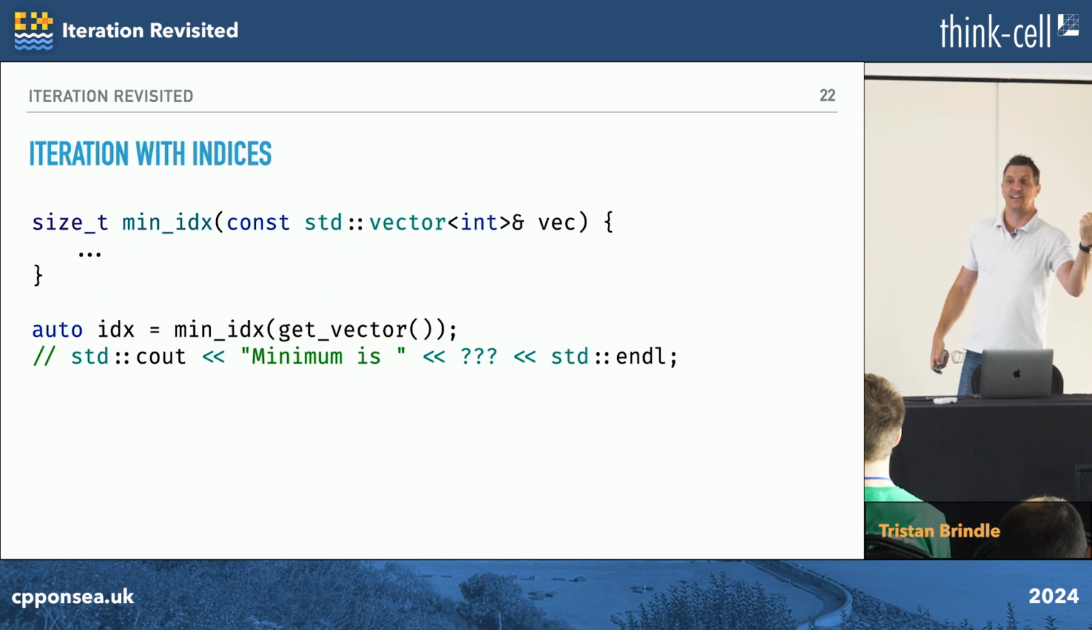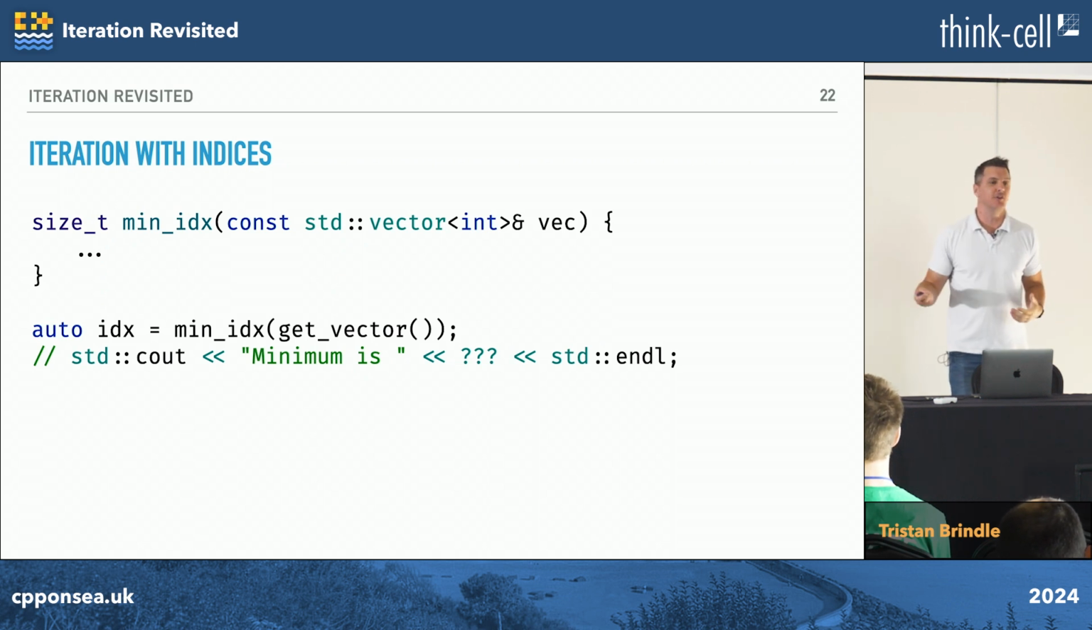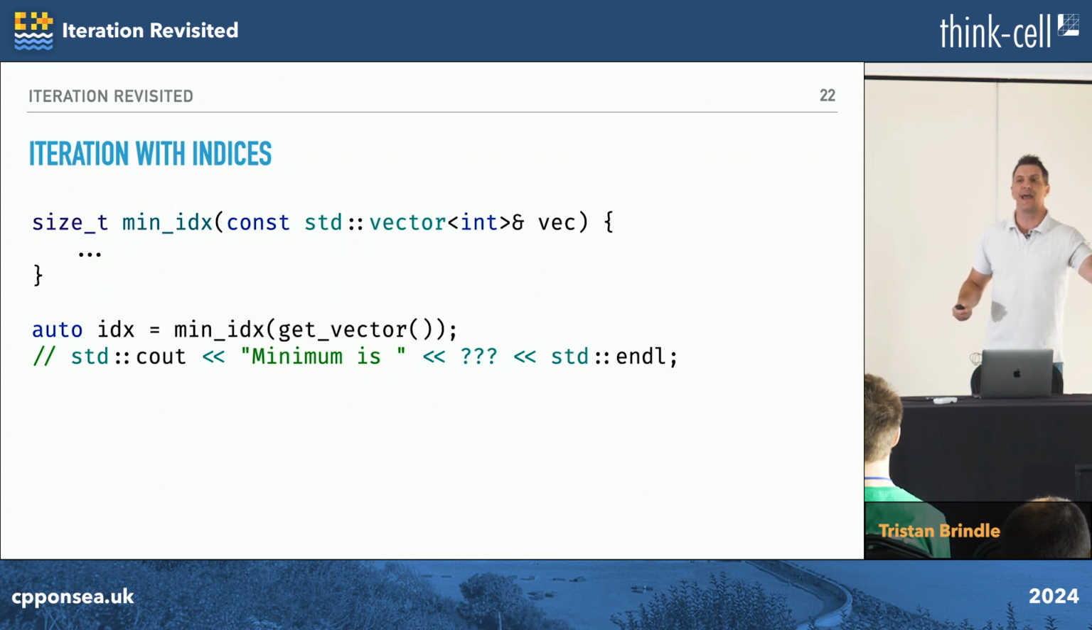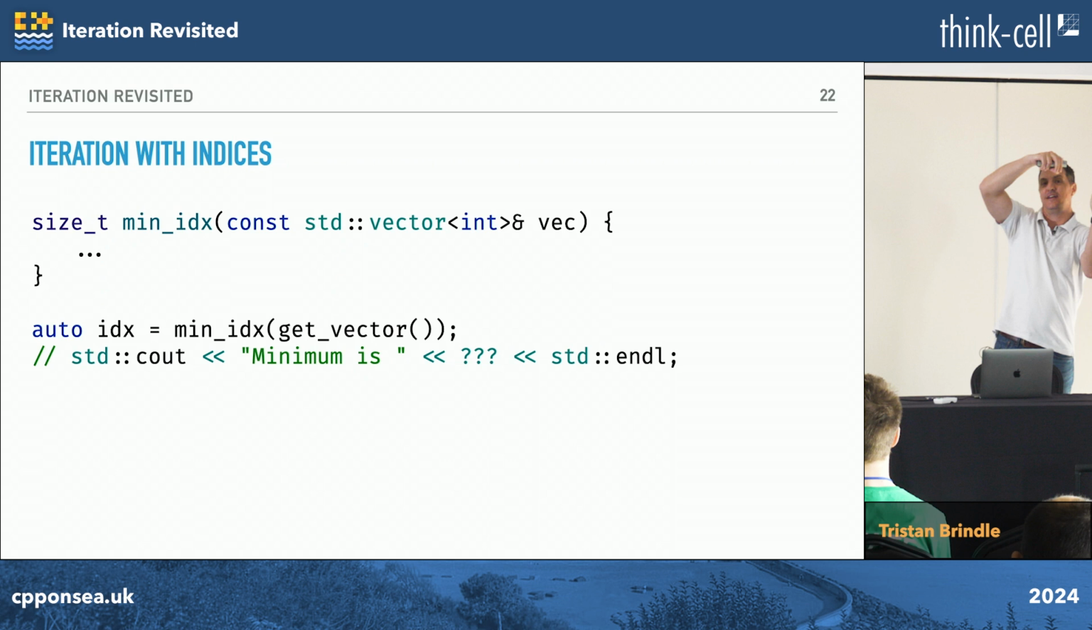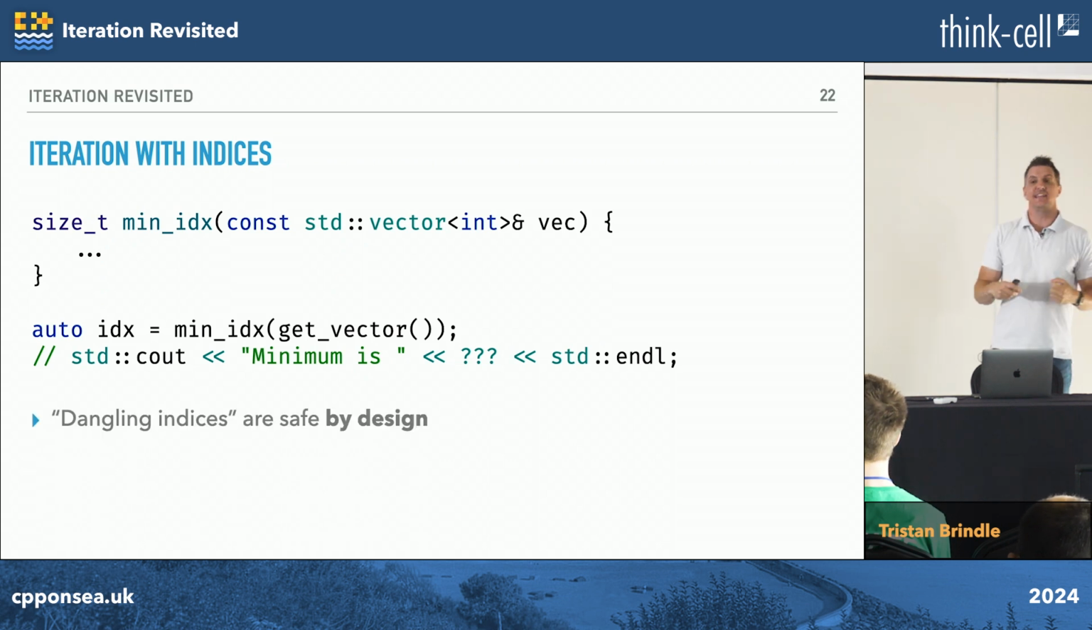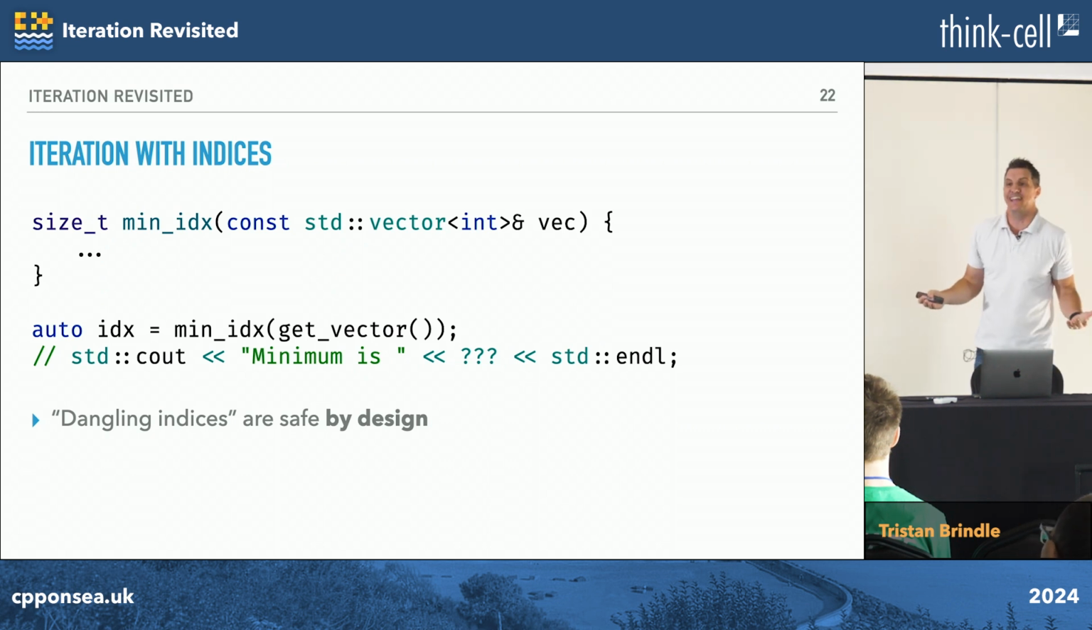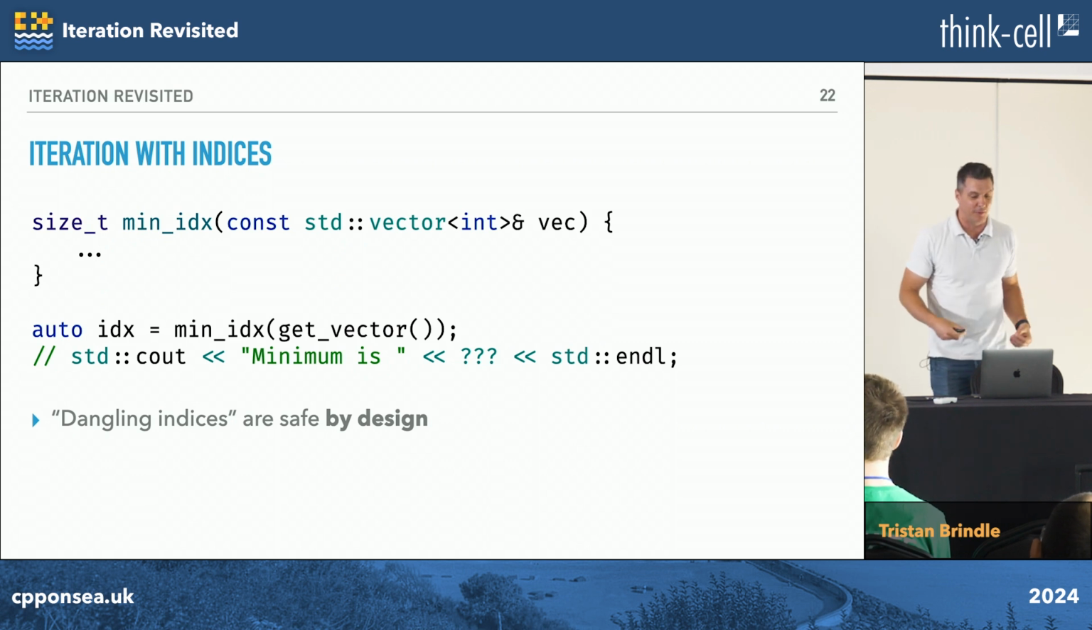And that's it, right? Because the vector has been destroyed, and because our read operation required the vector to be around in order to even attempt to read from it, dangling indices are safe by design. We're just holding on to a size_t, right? There's nothing dangerous about that. We can't even try to do an out of bounds read, because we can't perform a read at all, because we no longer have the vector to try and read from.